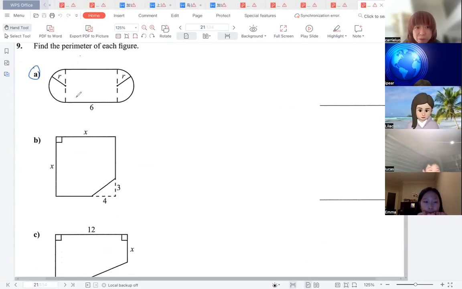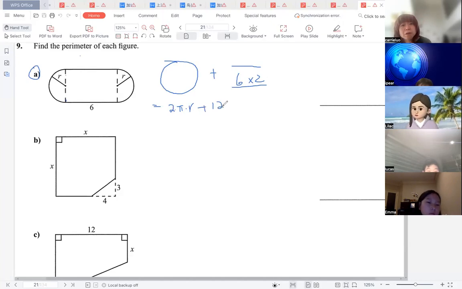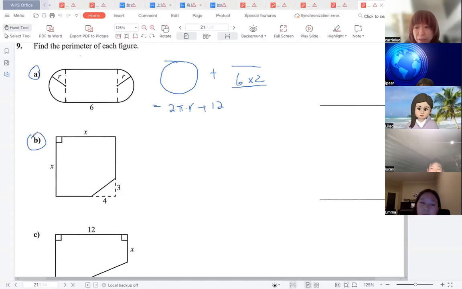The semicircles are very easy because I just combine them together. So it's 1 circle plus 2 lines, instead of a rectangle, because this part and this part are not calculated as the perimeter. Understand, everybody? Basically, these 2 lines are 6 times 2. And the 2 semicircles combined together as a whole circle are 2 times pi times r. So it's 2 pi r plus 12. Clear?